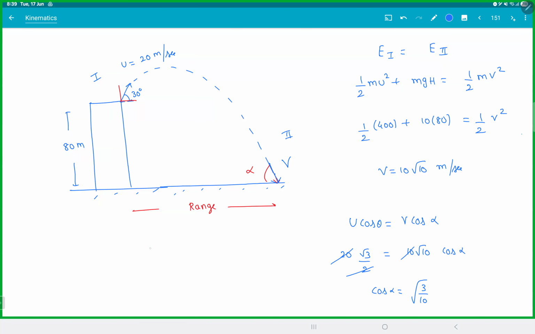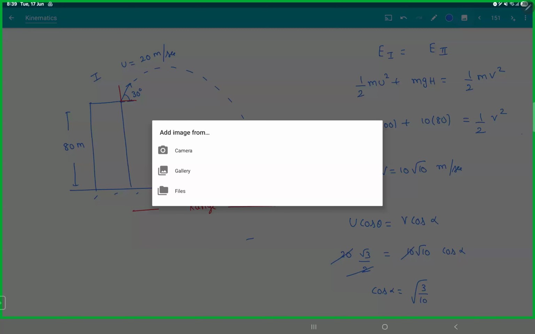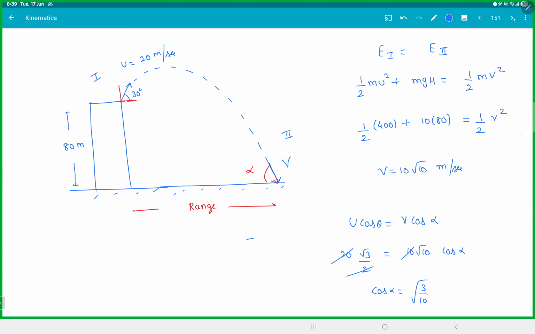Because if I want to use the tan alpha formula, the problem is this: u sine theta minus gt. I need to find the time of flight, right? So it involves two steps. First, find the time of flight using this quadratic, then substitute in the formula, and then solve. Yeah, it is lengthy. Here you won't deal with the quadratic. You can use conservation of energy.